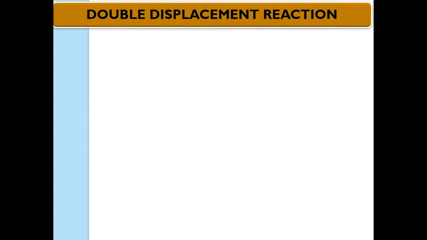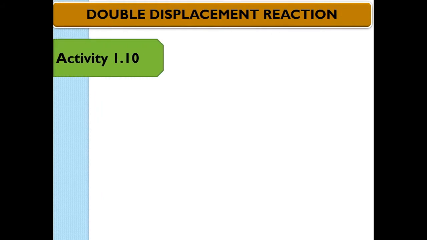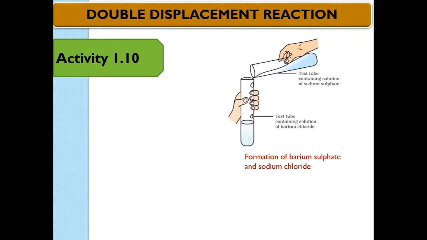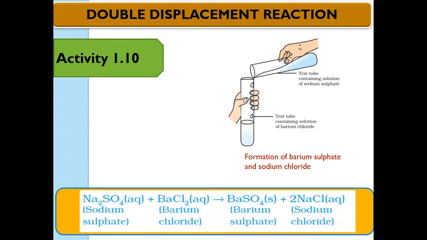Now let us start with activity 1.10 from NCERT textbook. It deals with reaction of sodium sulfate and barium chloride. As a result, insoluble substance barium sulfate is formed along with sodium chloride. This insoluble substance, it is called precipitate, and this barium sulfate is having curdy white precipitate. Let us see this activity.